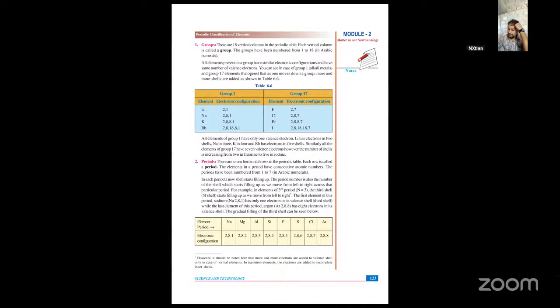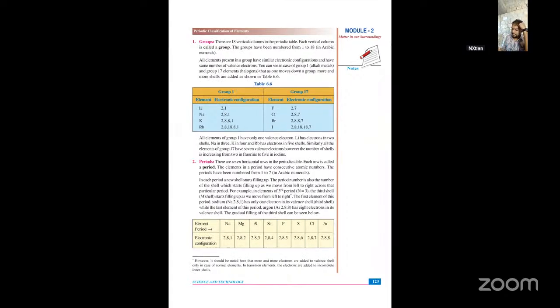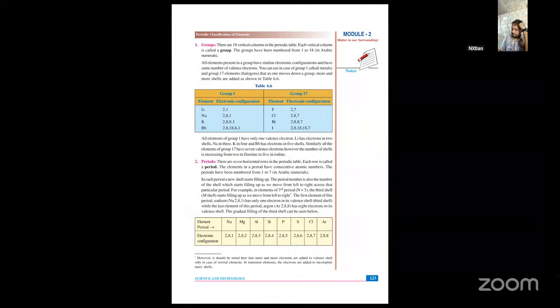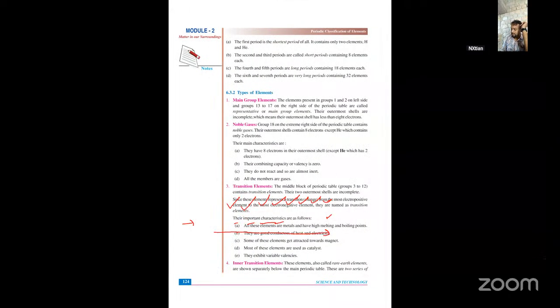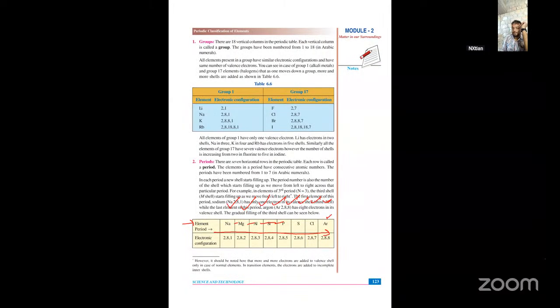For example, you can check that this is the third period. In the third period, going from left to right, you can check that sodium, magnesium, aluminum all have the same number of shells, number 3, 3, 3, 3. And in each, one electron is increasing. Can you understand? Yes or no? Yes, sir.